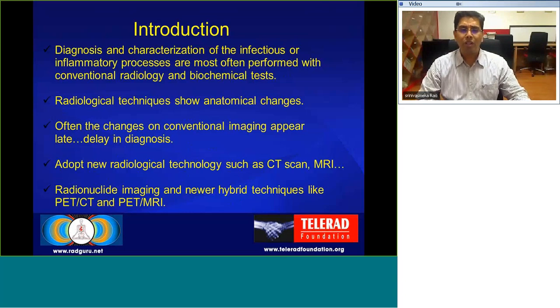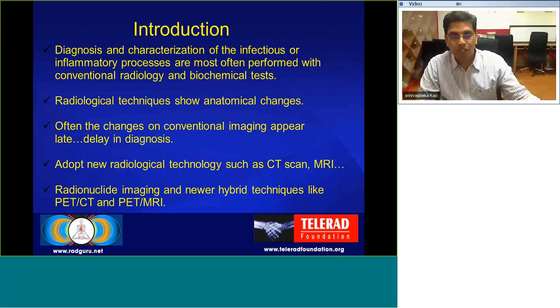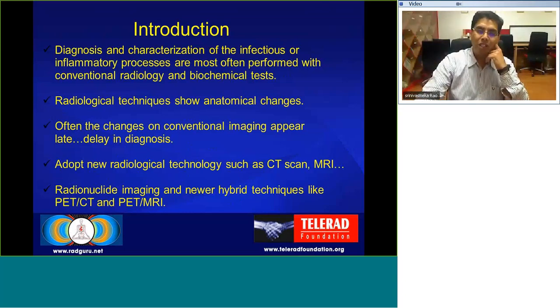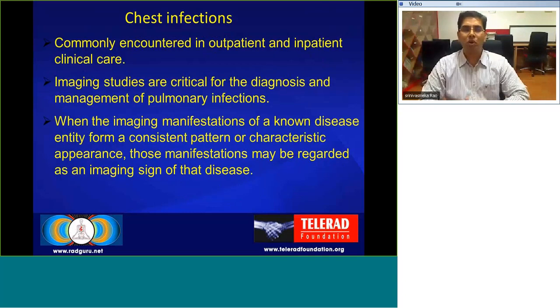And not to forget radionuclide imaging. Its role is not great for regular chest imaging, but only in extraordinary situations, like when you want to diagnose pyrexia of unknown origin and locate the focus of infection. Probably that's where it will help. PET CT or PET MRI also can be used. So moving on to the chest infections proper.